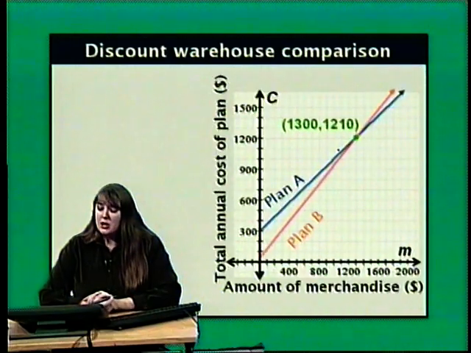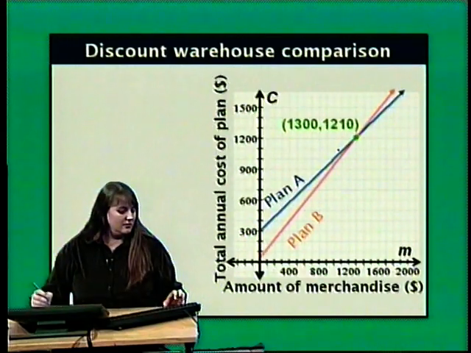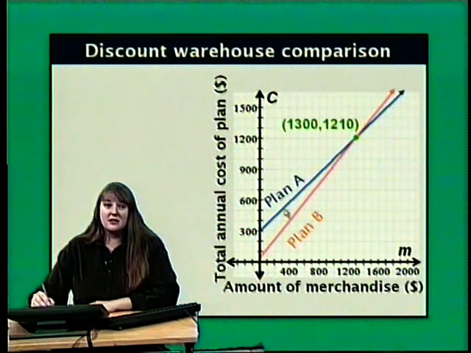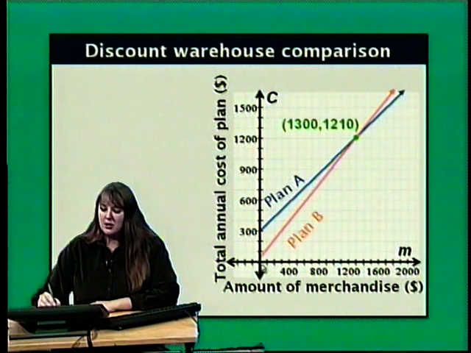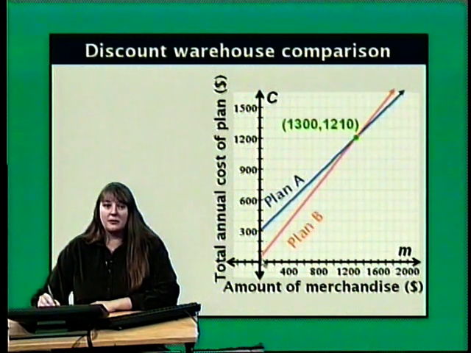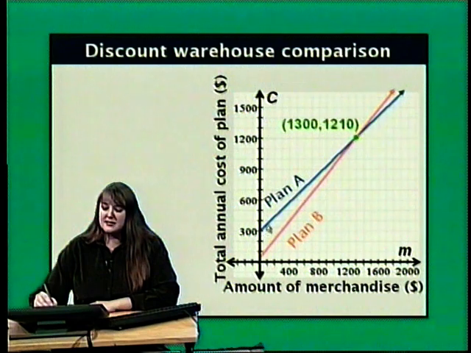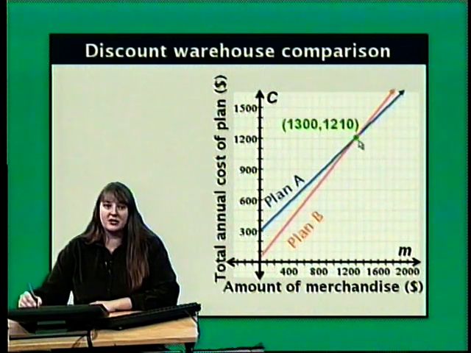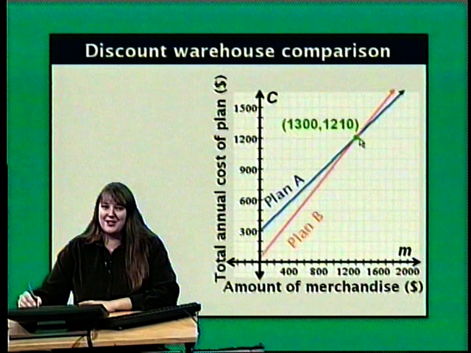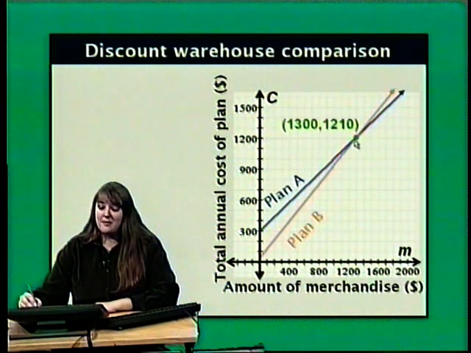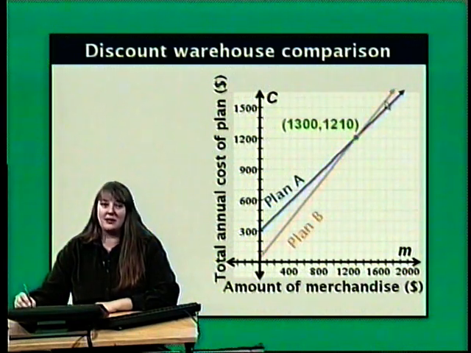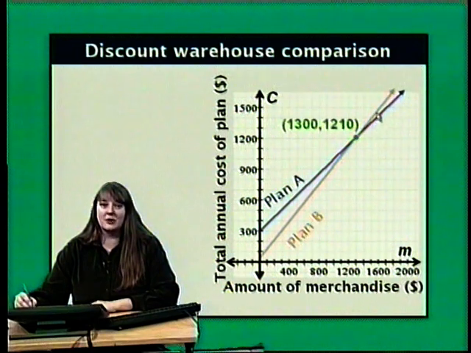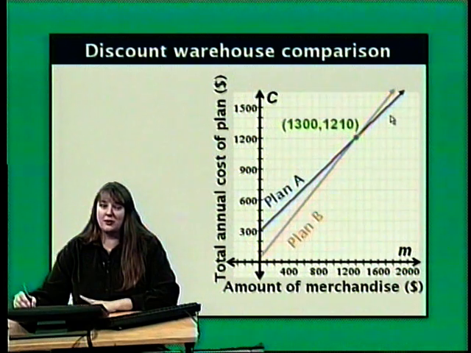Notice that on the graph, Plan A starts out on top. That makes sense. Plan A started with a $300 membership fee, whereas Plan B only started with a $40 membership fee. And Plan A stays on top until our point of intersection, our break-even point at $1,300, $1,210. Once we get past the break-even point, Plan B comes out on top, which means Plan B is more expensive. Plan A is going to be the better deal when you've spent more than $1,300 on non-discounted merchandise.